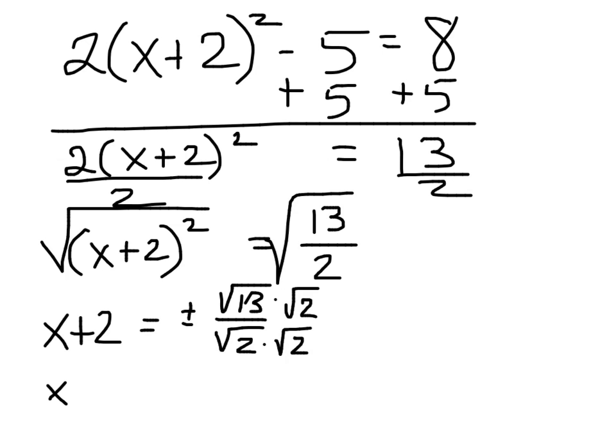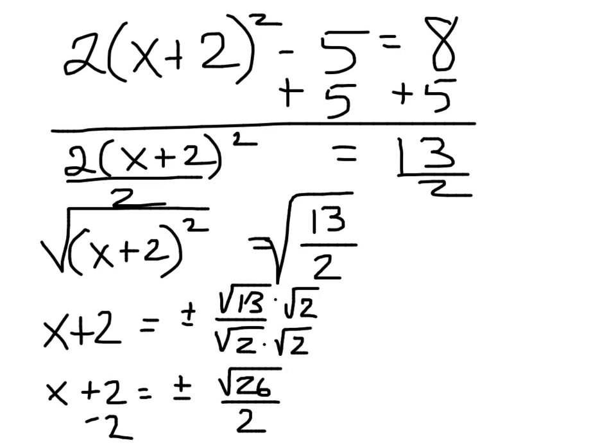So x plus 2 equals plus or minus. What's root 13 times root 2? Square root of 26, all over. What's root 2 times root 2? 2. We've got rid of the adding, we got rid of the multiplying, now we got rid of the squared. What's left to get rid of? 2. How do I get rid of a plus 2? Minus 2. You minus 2 to both sides.